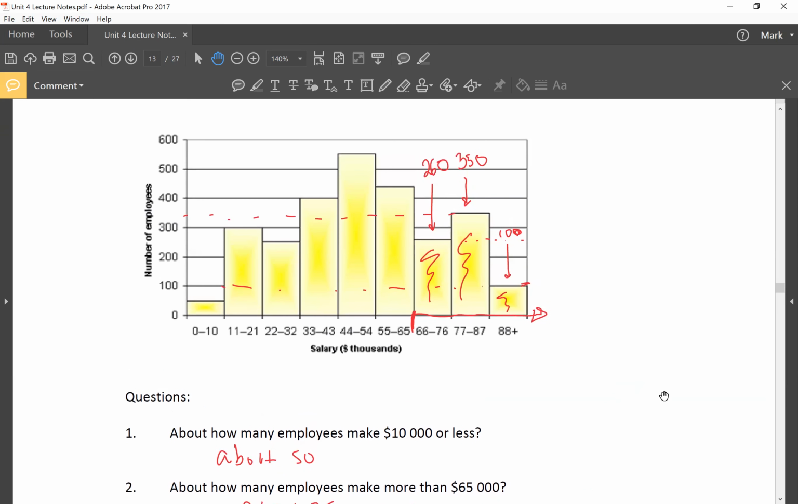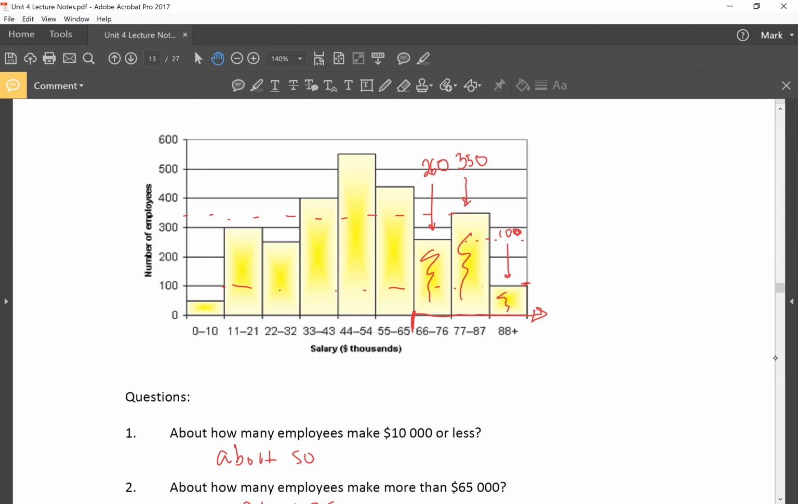Now, I'll tell you this. If you saw one of these on your final, your instructor might be kind enough to put the numbers on top so you don't have to do this part. So just a little hint for the future. This number, like 100 and 350, they might be included on the graph. Wink, wink. So you might see these numbers and you won't have to actually calculate them yourselves.